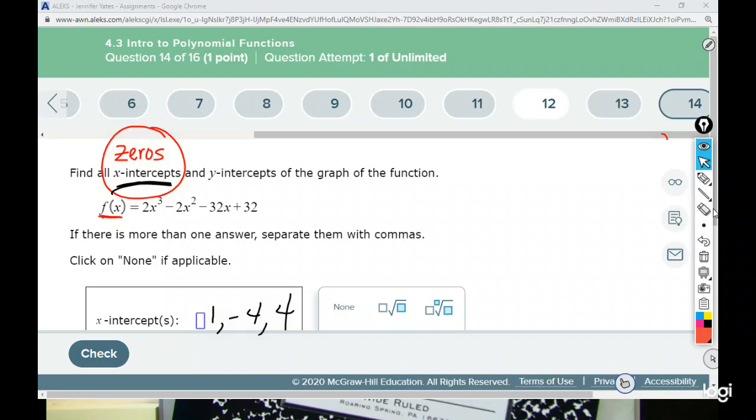All right. Y-intercepts. If we found the x-intercepts by letting y equal 0, what are we going to do to get the y-intercept? What are we going to let it equal 0 this time? X. So that would be a 0, that would be a 0, that would be a 0. Those would all disappear. We could do that in our head. What is our y-intercept? 32.